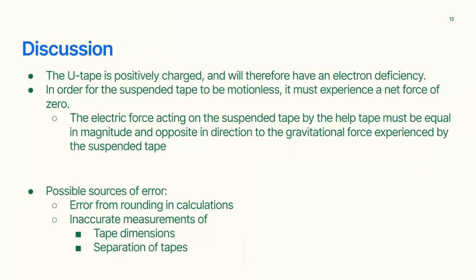The U-tape is positively charged and will therefore have an electron deficiency. In order for the suspended tape to be motionless, it has to be experiencing a net force of 0. The electric force acting on the suspended tape by the held tape must be equal in magnitude and opposite in direction to the gravitational force experienced by the suspended tape. Possible sources of error include error from rounding in calculations and inaccurate measurements of the dimensions of the tape, as well as the separation of tapes.